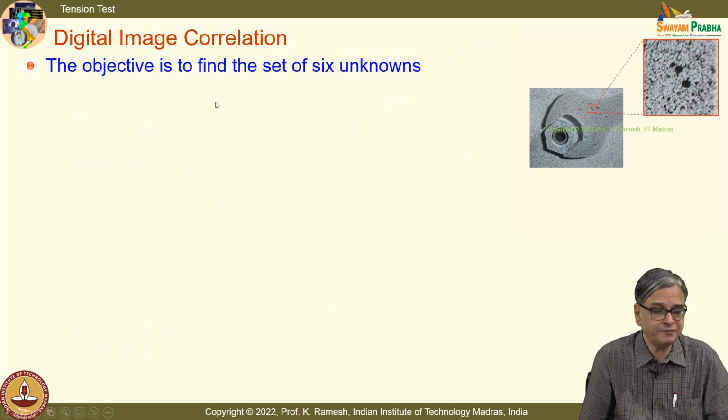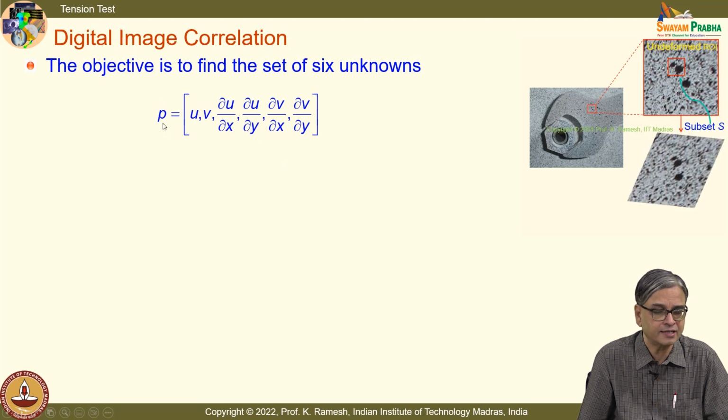And the objective is to find the set of 6 unknowns. I have already listed them earlier. So, I call that unknown P. When I say P, I have 6 unknowns listed here: u, v, dou u by dou x, dou u by dou y, dou v by dou x, and dou v by dou y.